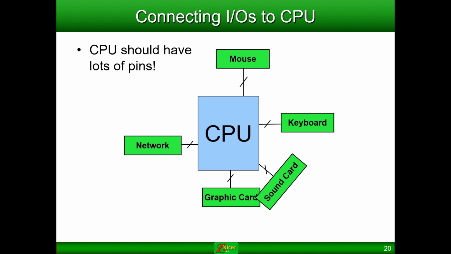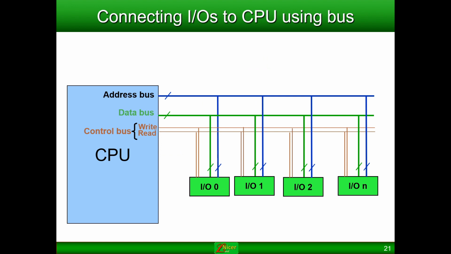The CPU should have lots of pins. Here we can see the address bus, the data bus, and the control bus where we can read or write. The IO0, IO1, IO2, ION are the input output pins. And here we have the CPU, and all of these are the buses that control the flow of it.